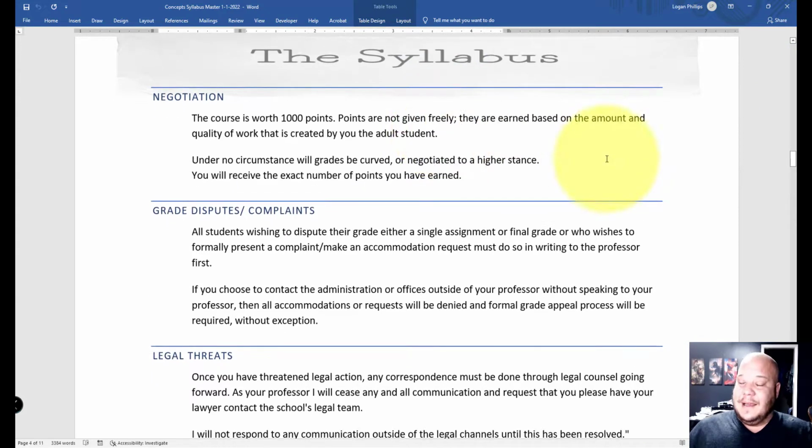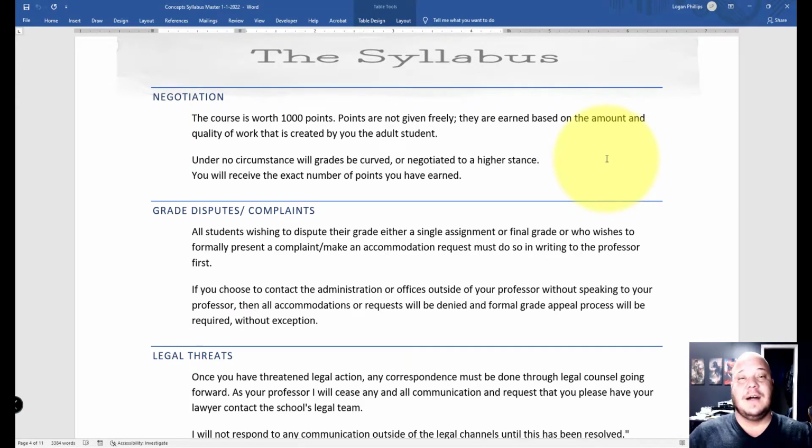Negotiations. I don't negotiate. This class works like a bank account. We have 1,000 points in the class, and the point structure is standard. So 600 to 699.99 points is a D. 700 to 799.99 is a C. 800 to 899.99 is a B. 900 and above is an A. If you come in and you have 699.99 points when the class ends on that final Friday at 5 p.m., you're going to have a D in my class.